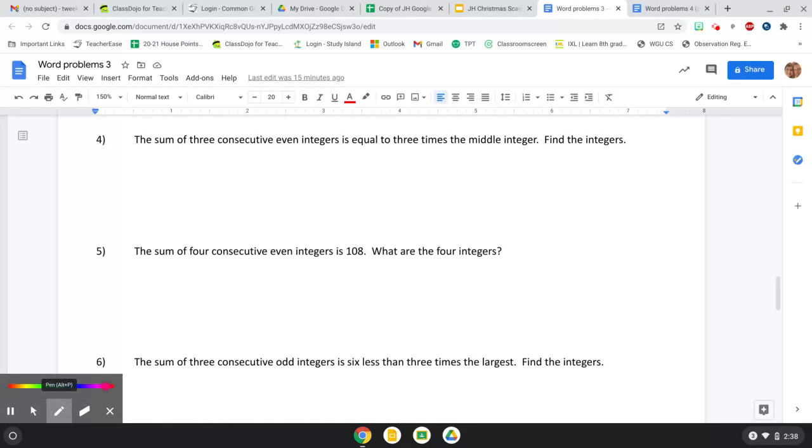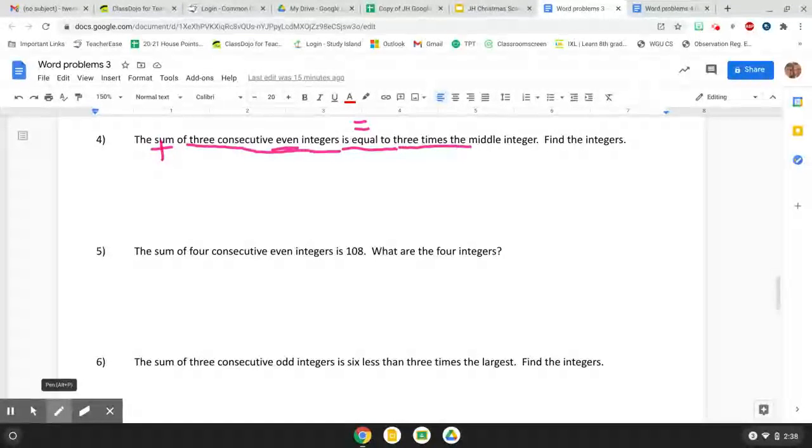All right, so first step, I need to define my variables, my unknowns. It says the sum of 3 consecutive even integers, and that word's important, even, is equal to 3 times the middle integer. Find the integers. So I'm finding all of them if it's telling me to find the integers.